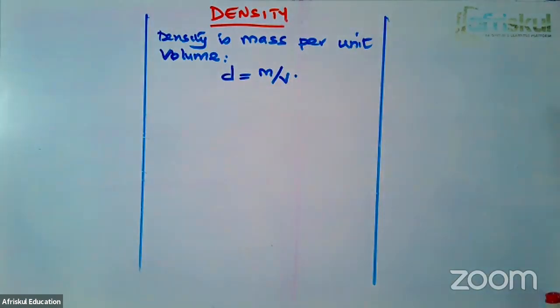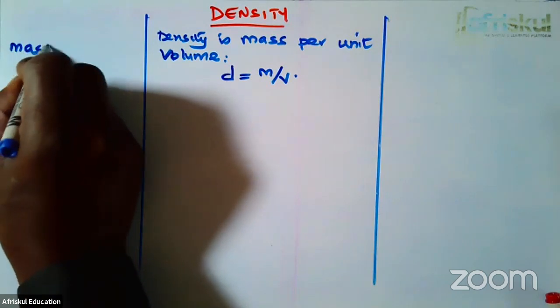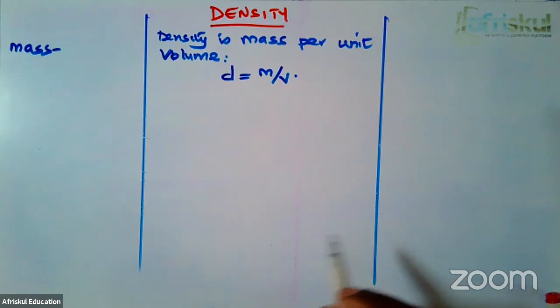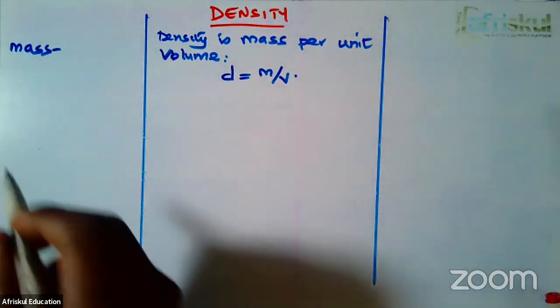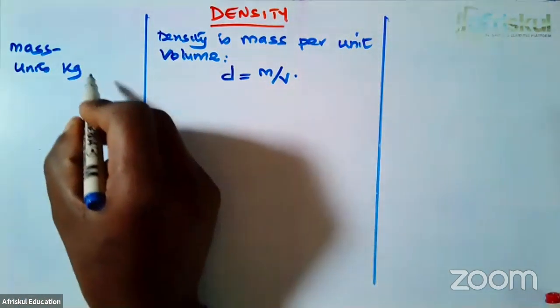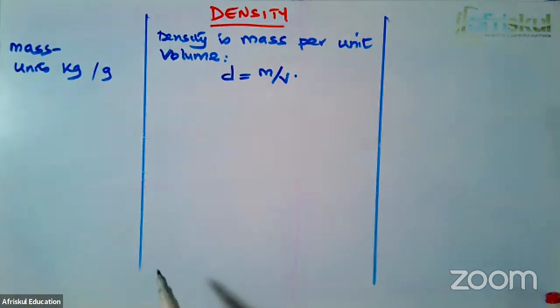So now, since we are talking about mass and volume, we may need to remind ourselves what is mass and what are the units of mass, and also what is volume and what are the units of volume. So mass is a measure of quantity of matter, and units are either kilograms, or we also use grams, but now the standard units are kilograms.